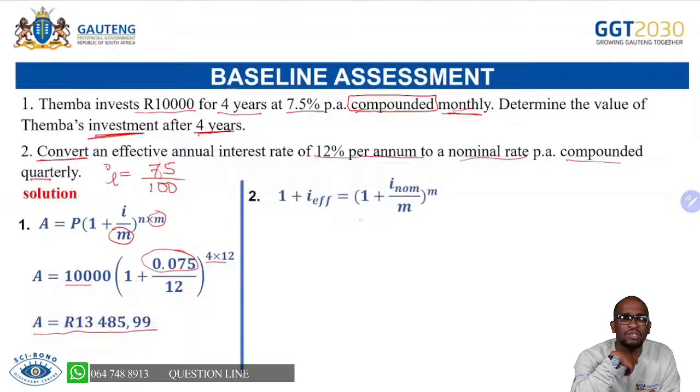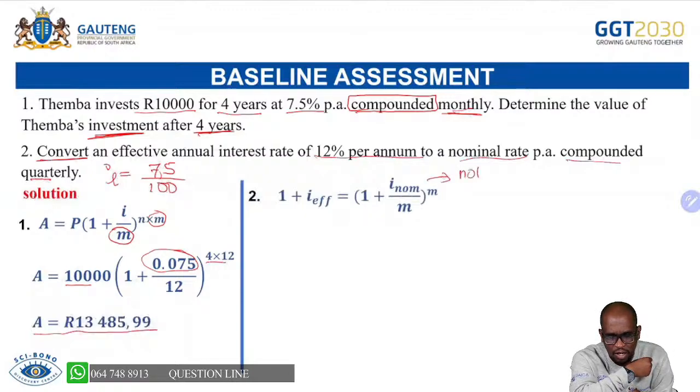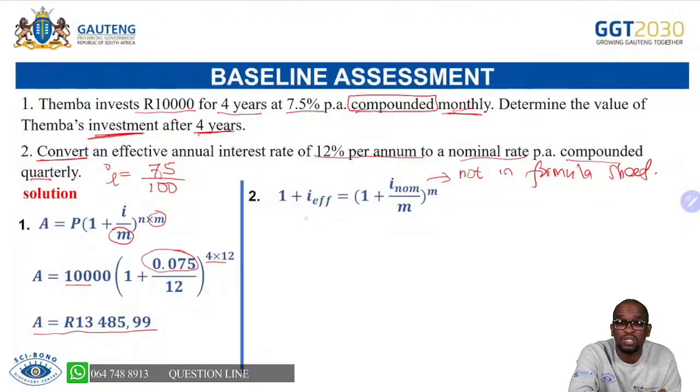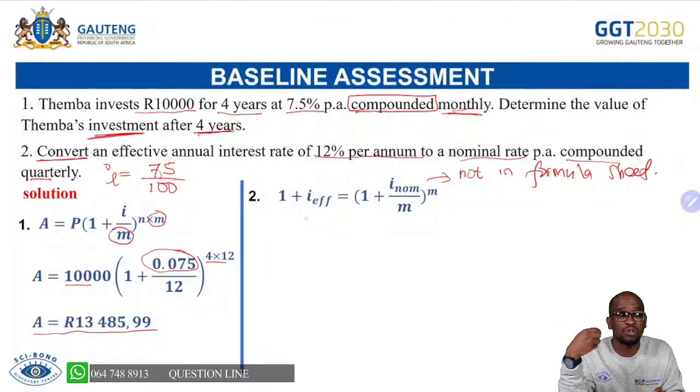This is the formula that we use. Remember, this is not in the formula sheet. It's a formula that you need to know. You can obviously derive it by equating the two future values and you'll be able to get to it. I'm not going to do it now, but that's how the formula has been derived.